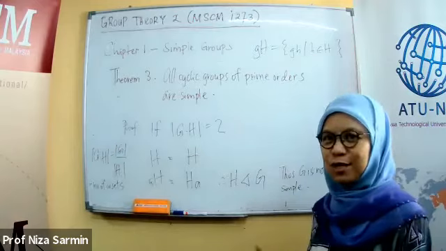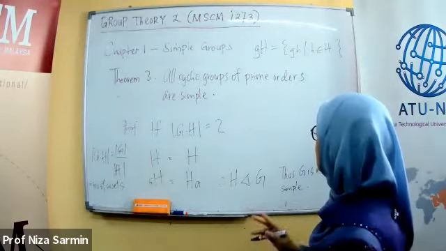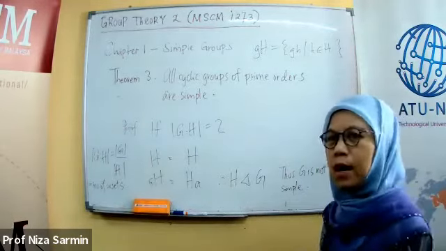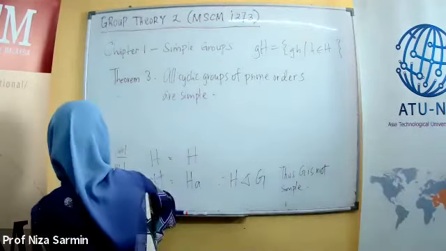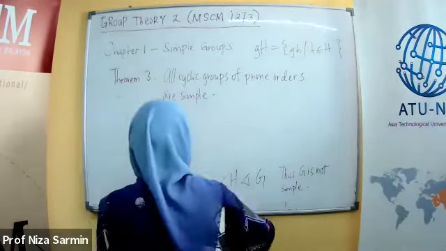It didn't say all cyclic groups, but it says all cyclic groups of prime orders. Why? You have to find a normal subgroup, right?